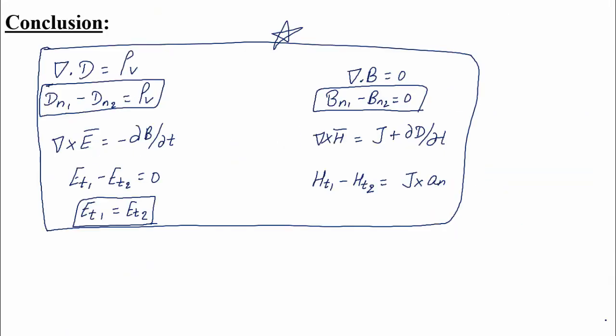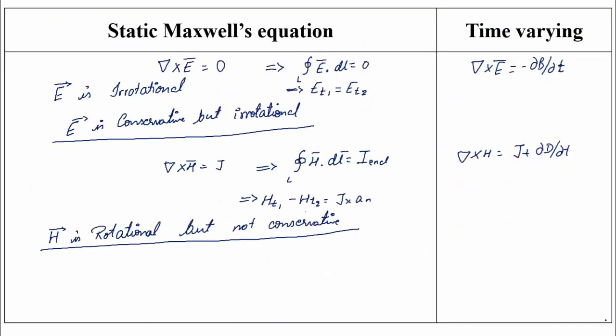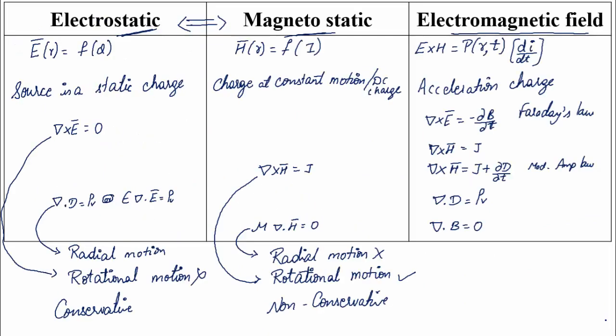So in this video, what all the things have we discussed? We have discussed the electrostatic field, magnetostatic and electromagnetic. In the case of electromagnetic, your electric wave as well as magnetic wave will be perpendicular to each other and then it is going to propagate. In the case of electrostatic, you will be having a radial motion, but you will not be having any rotational motion. But in the case of magnetostatic, you will be having only rotational motion, you will not be having radial motion. Electrostatic is conservative, magnetostatic is non-conservative. This is one thing you have to remember.